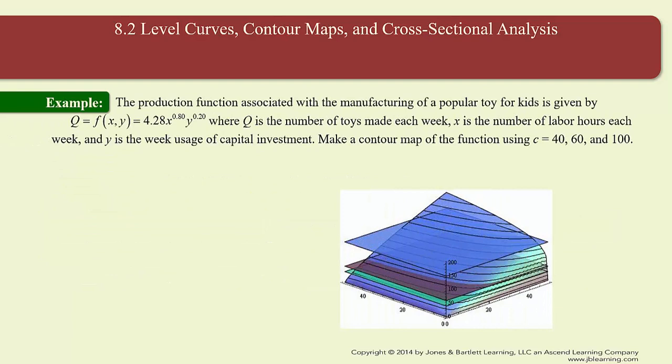So let's look at an example. It's the same example we've already looked at, so we have the same production function. Q is still the number of toys made each week, X is still the number of labor hours, and Y is still the weekly usage of capital investment. So make a contour map of the function. Here we'll use C equals 40, 60, and 100.